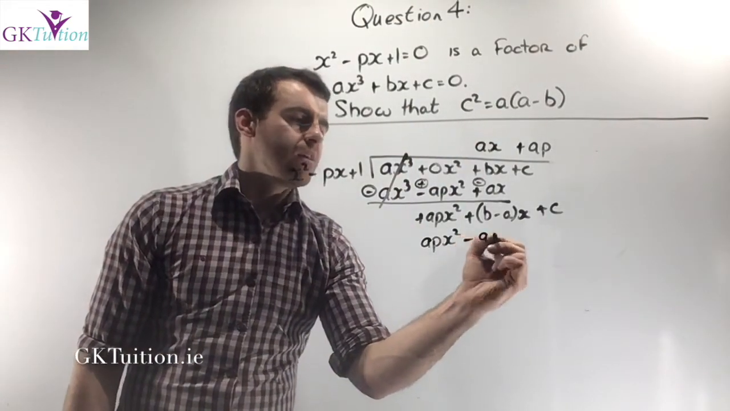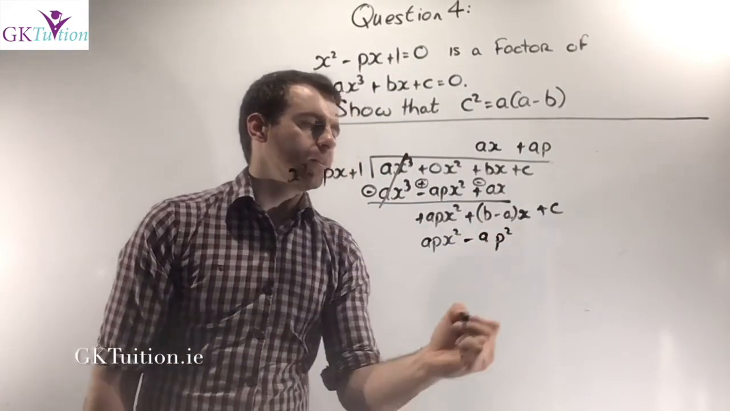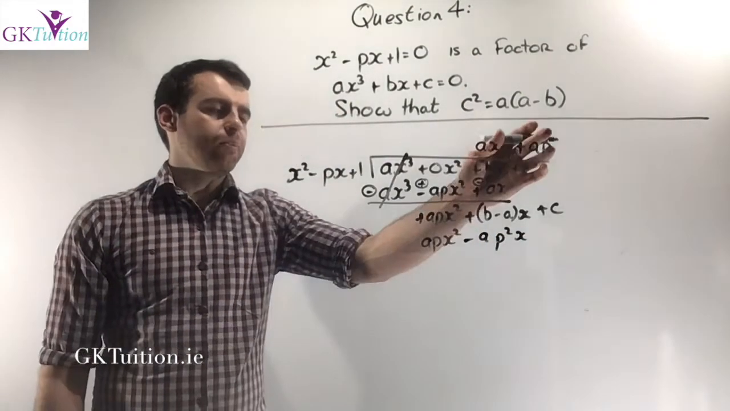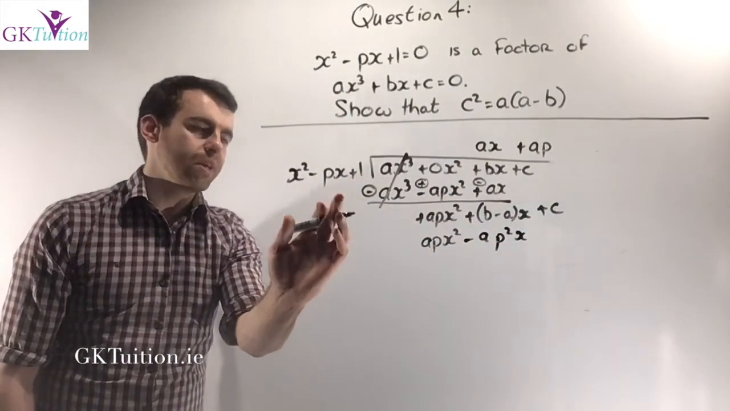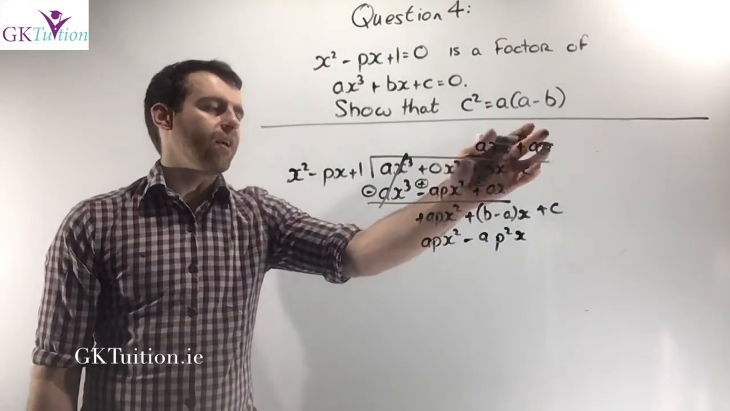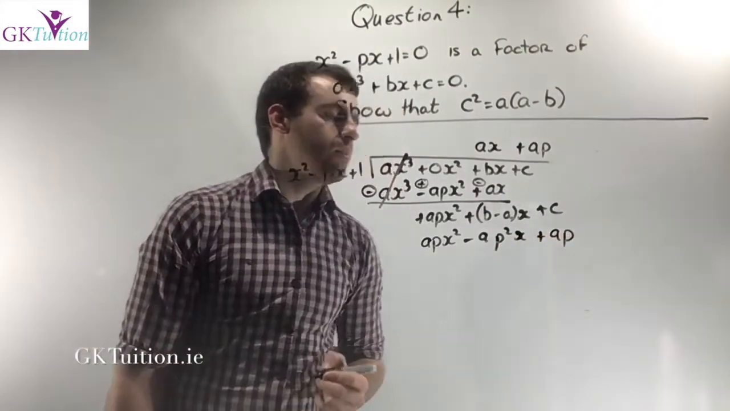I have an a, I have p multiplied by p, which is going to be p squared, and I also have an x, so it's going to be x. So ap multiplied by minus px is minus ap squared x. And then I have ap multiplied by 1, which in this case is just going to give me ap.